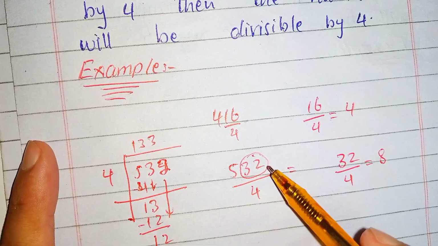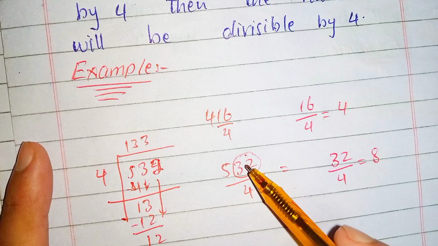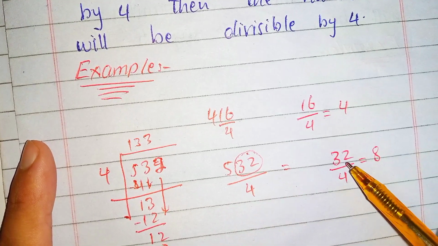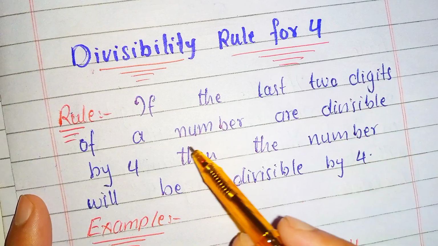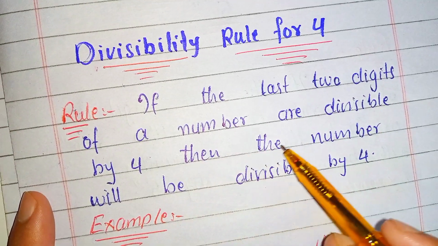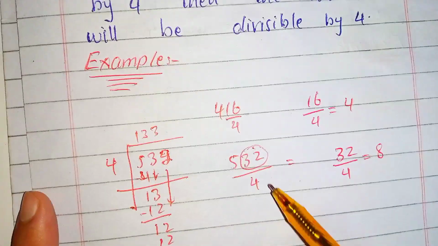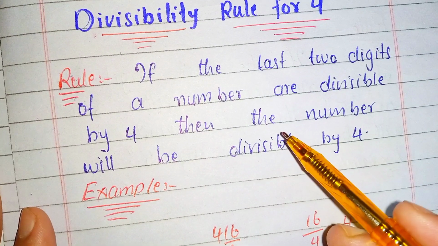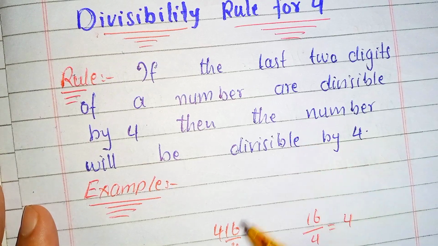So 532 is divisible by 4 because the last two digits, 32, are divisible by 4. So according to this rule, if the last two digits of a number are divisible by 4, then the whole number will be divisible by 4. From these examples, the rule is confirmed.